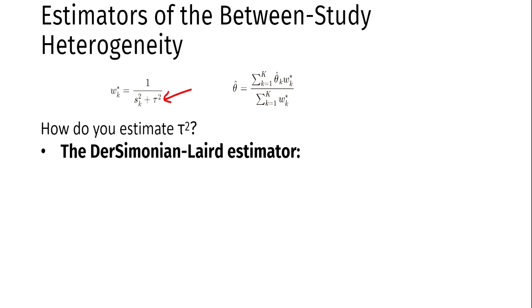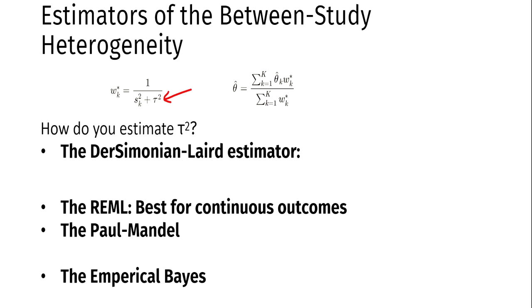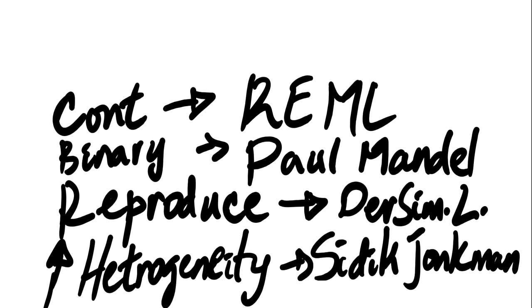But I said there are different methods. There's the DerSimonian-Laird estimator, which is relatively the old one. For historical reasons, it has become a kind of standard. It has its own problems and limitations. You can go back to the previous video and find out what it is. The other one, which is actually the current standard, is the restricted maximum likelihood, especially for continuous outcomes. And there are also other ways of calculating tau squared: the Paule-Mandel method, empirical Bayes, and Sidik-Jonkman. I will not go into the details because we have already covered it last time.